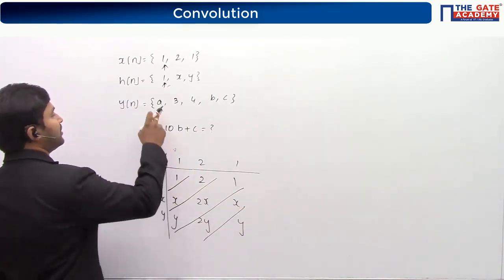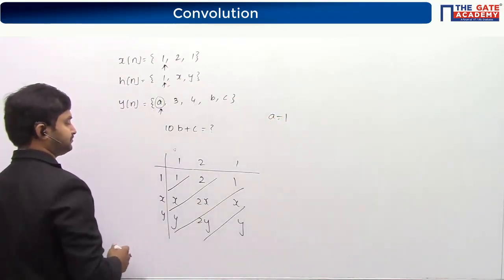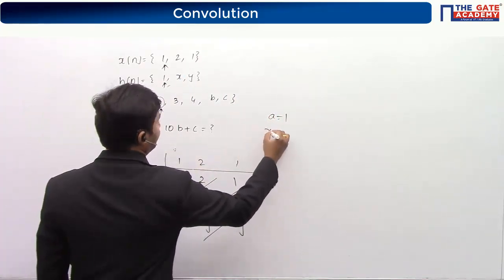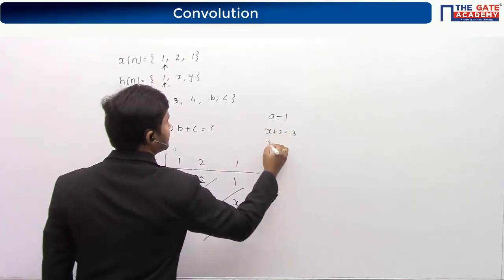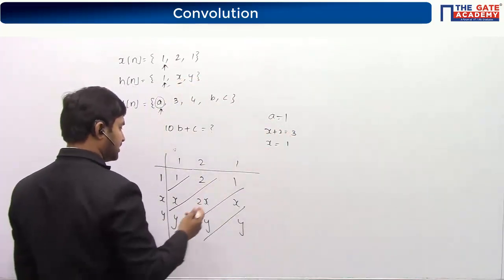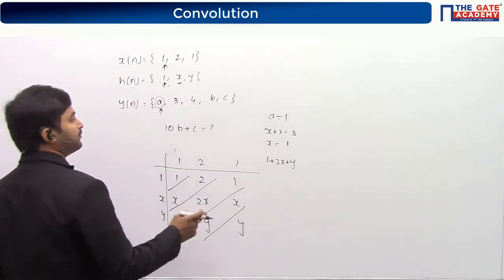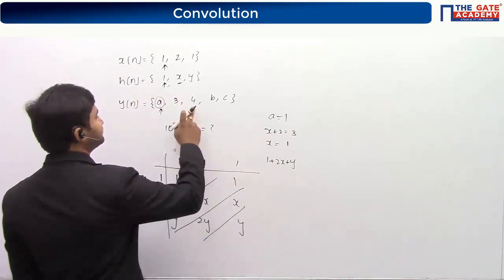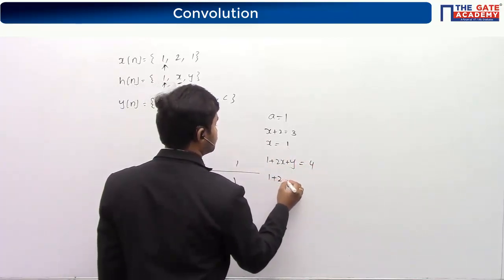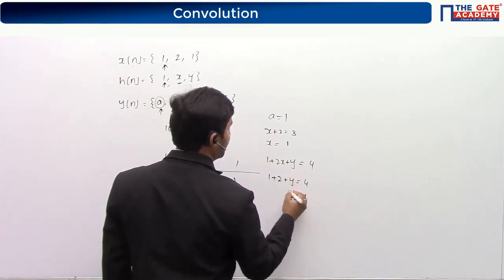So y of 0 will be 1. So the value of a is equal to 1. So y of 1 is 3. So y of 1 is nothing but x plus 2 is equal to 3. So I get the value of x is equal to 1. The next one is 1 plus 2x plus y. The third sample is equal to 4. So here 1 plus 2 into 1 is 2 plus y is equal to 4. So the value of y is equal to 1.